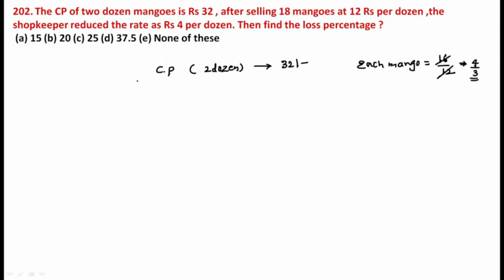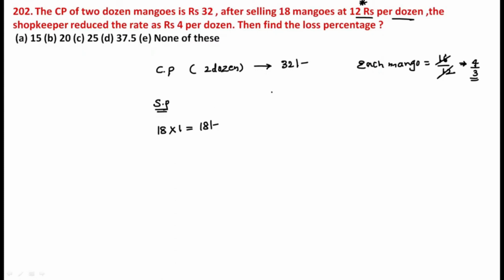Now the information: after he sells 18 mangoes, you just identify the selling price. 12 rupees per dozen means each mango is exactly 1 rupee. Now 18 into 1 is equal to 18 rupees. Now the shopkeeper reduces the rate to 4 per dozen, that is 4 rupees per dozen.